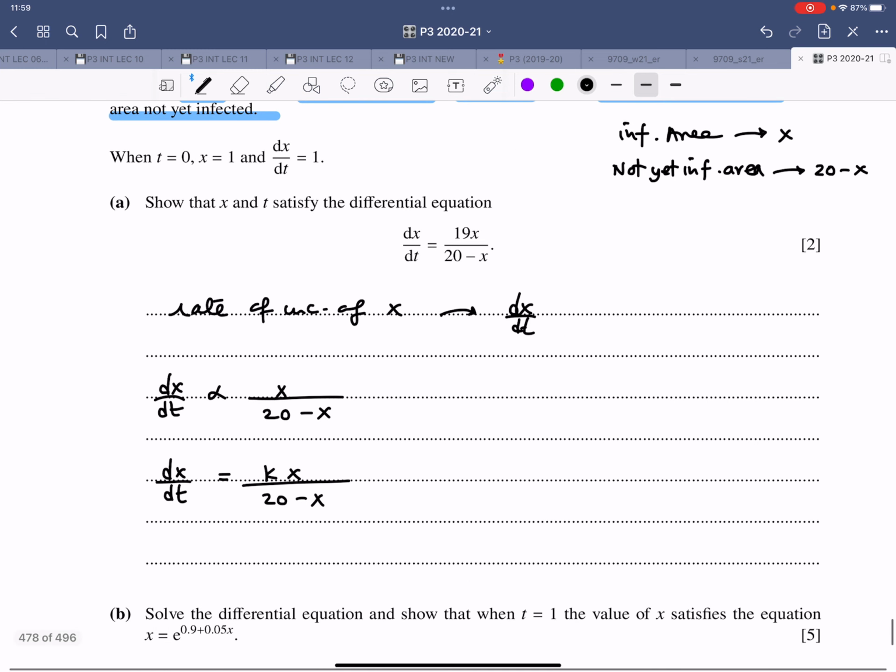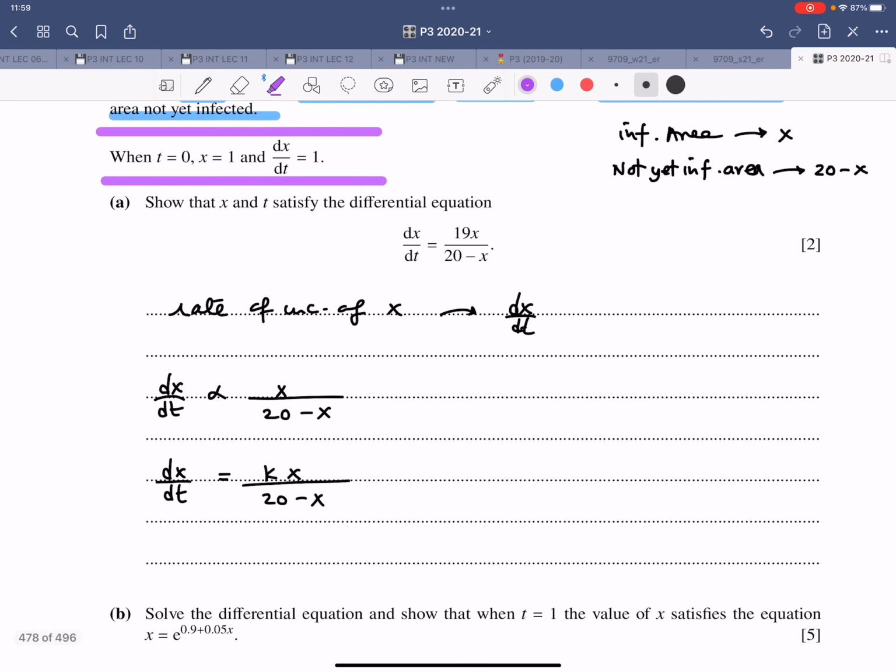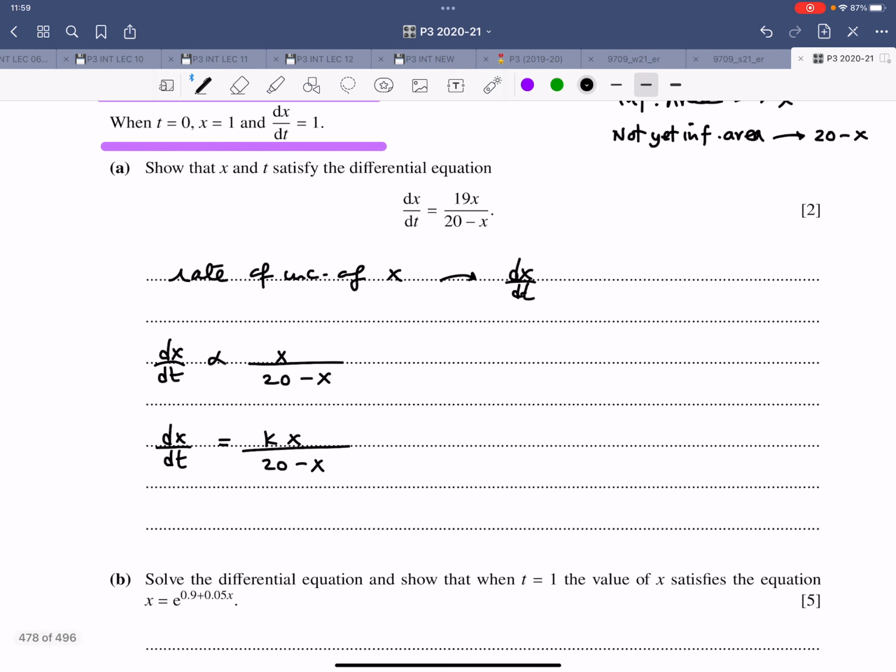And this is the condition that's given. When t is 0, x is 1, dx by dt is 1. So right now t is not needed, x is 1 and dx by dt is 1. So x is 1, dx by dt equals 1. Therefore, let me draw a line, a proper line over here. So therefore, 1 equals k multiplied by 1 over 20 minus 1 is 19.